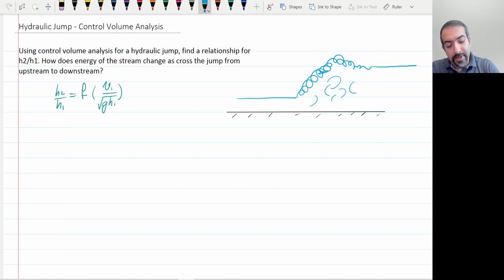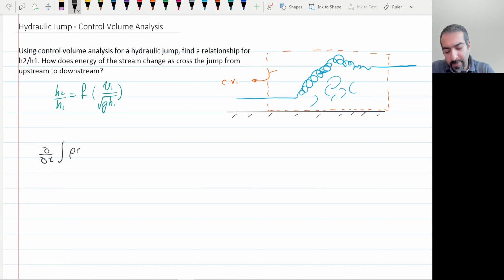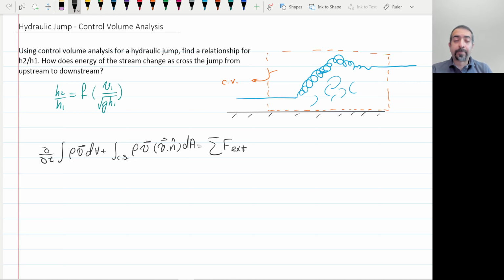All right, so what I'm going to do, I'm going to draw a control volume here about the flow just a little bit above the surface, and there you go. So this is my control volume, and I'm going to write down the momentum balance for the control volume. So here's the equation: d/dt of the integral of rho velocity d volume plus the integral over the control surface of rho v dot n hat dA is equal to the sum of F external.